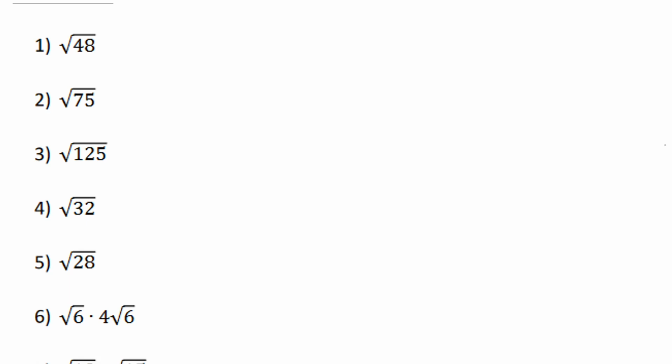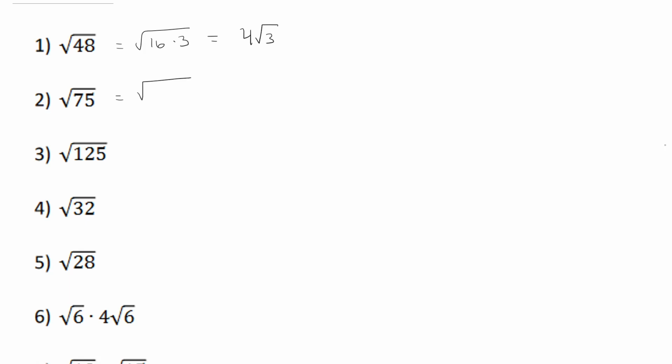Okay, in this video we're going to be simplifying radicals. So starting off with square root 48, we want to look at what is a perfect square that goes into 48. So that's going to be 16 times 3. And then we just take the square root of 16 to get 4. So that's just 4 square root 3.